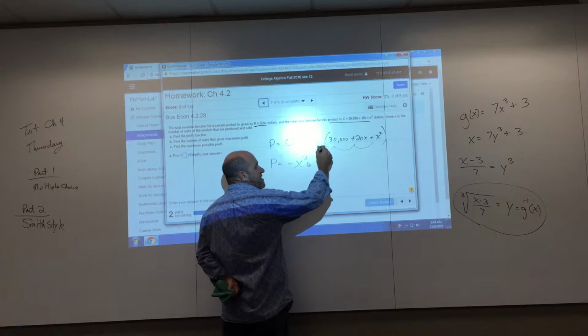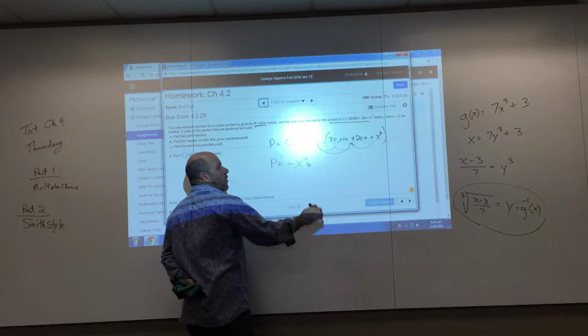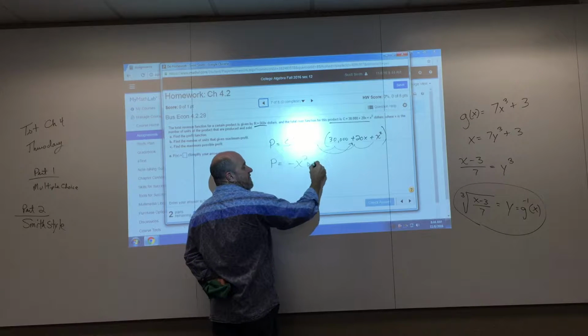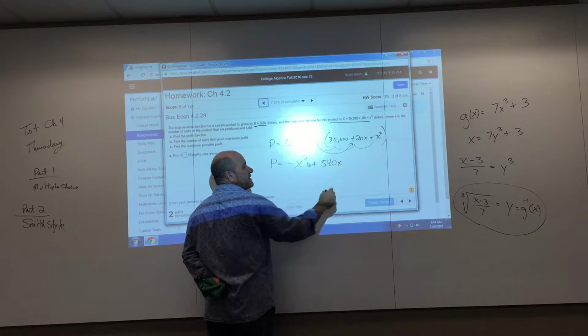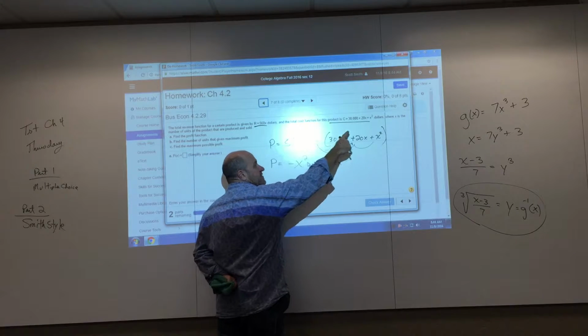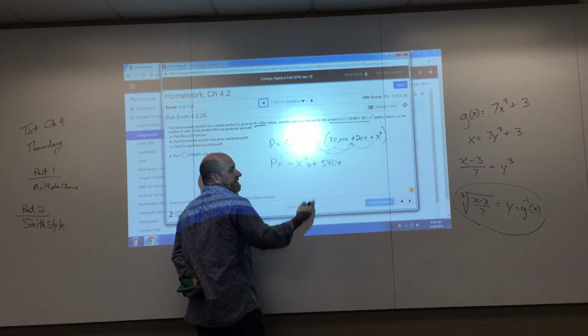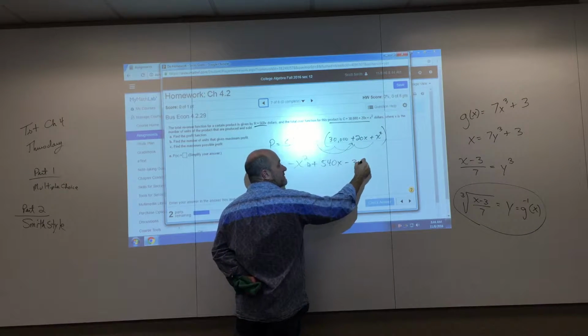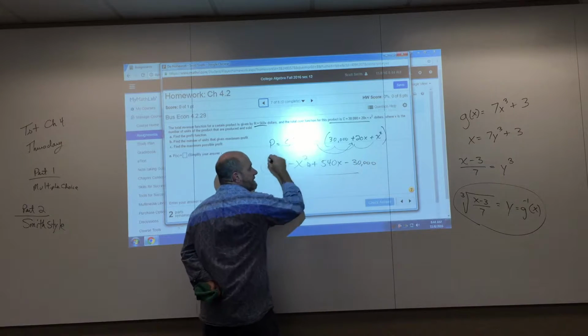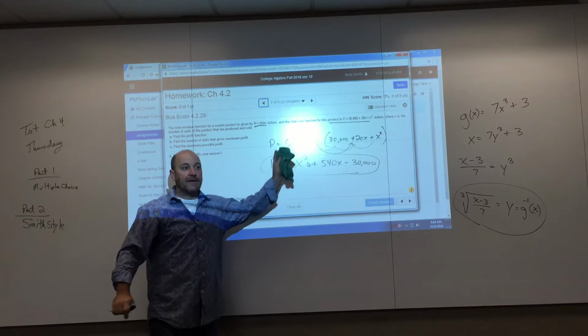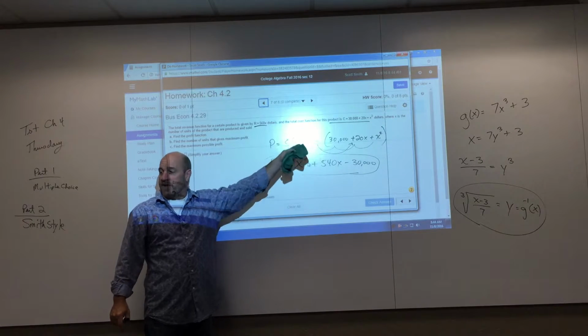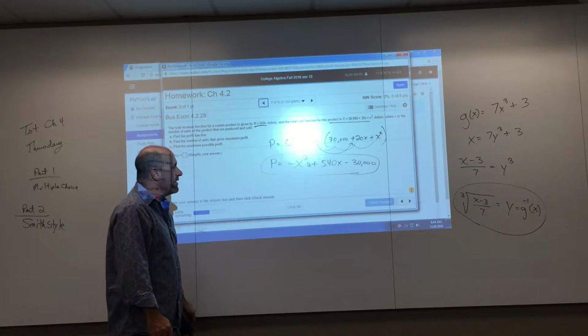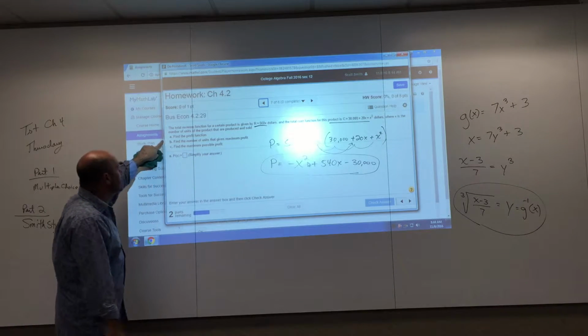I'm going to have a negative 20x. When I subtract it from this, I'll have 540x. This is positive, minus 20x is this. And then I'll have a negative 30,000. So you guys with me? That wasn't difficult. I was subtracting there, and really only had one term to combine there. But there it is. There's my profit function.